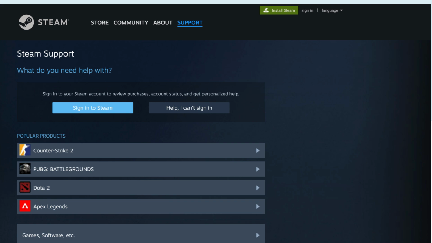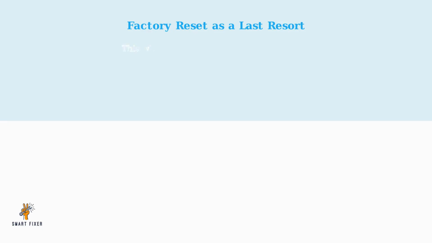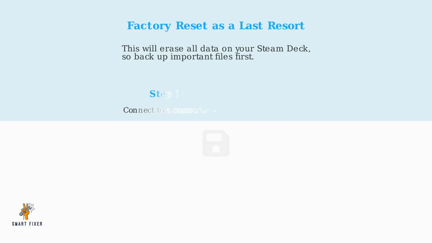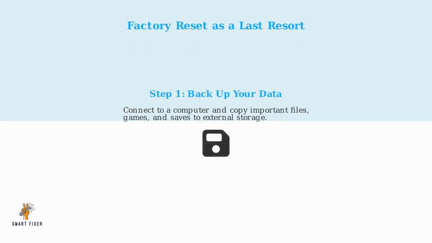As a last resort, performing a factory reset can resolve persistent Steam Deck error 105 issues, especially after failed firmware updates. This process will erase all data on your Steam Deck, so it's crucial to back up any important files, games, or saves before proceeding. First, connect your Steam Deck to a computer and copy any important files, games, and saves to external storage to prevent data loss. Once you've backed up your data, this step is complete.